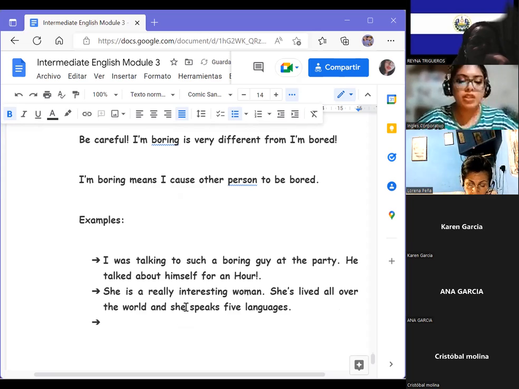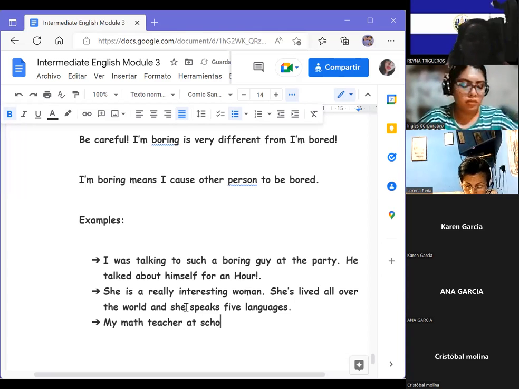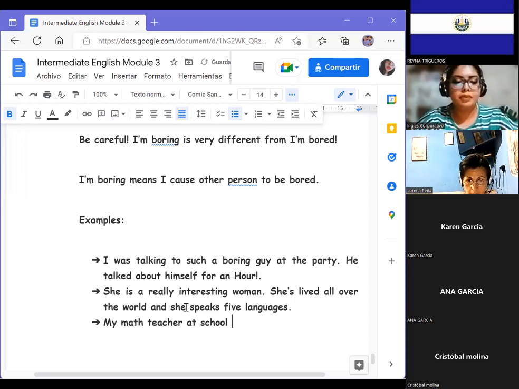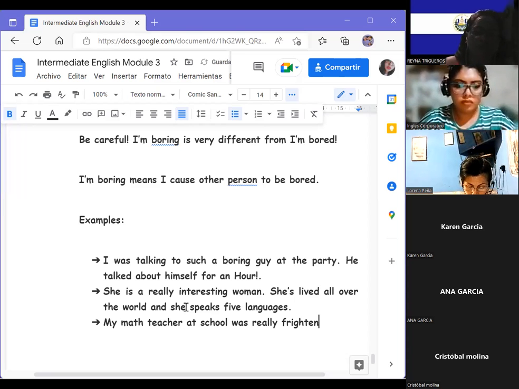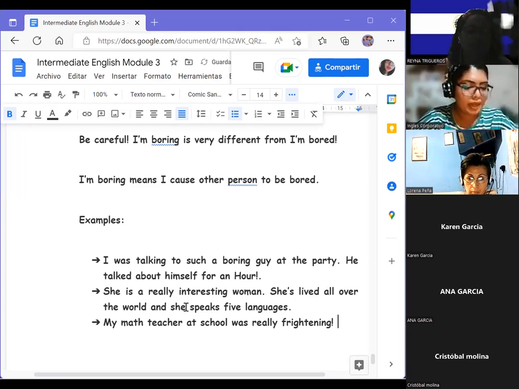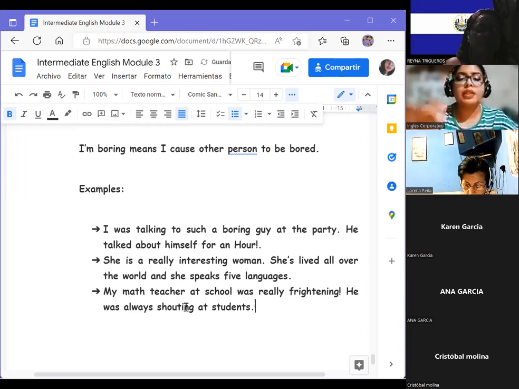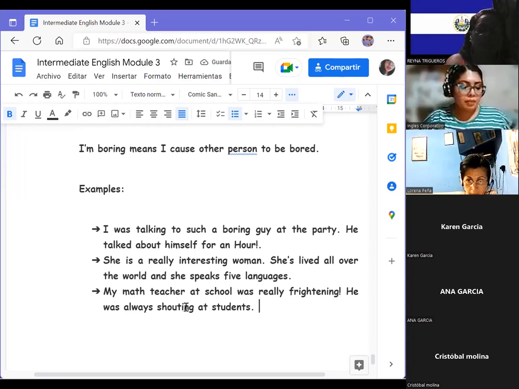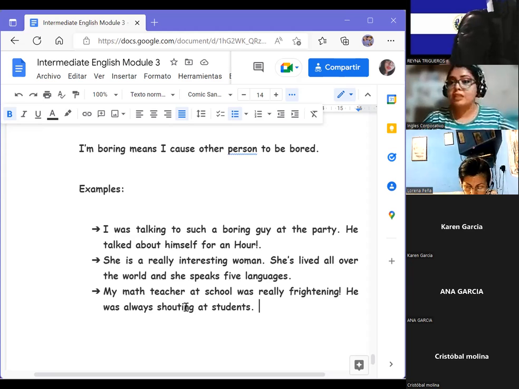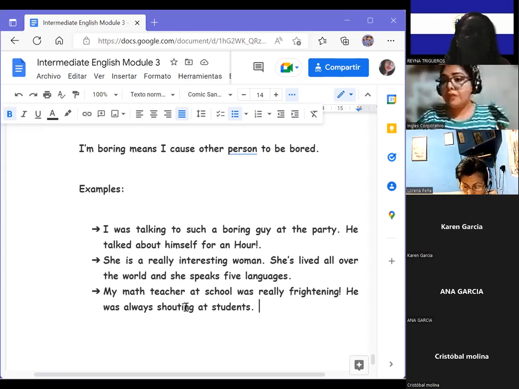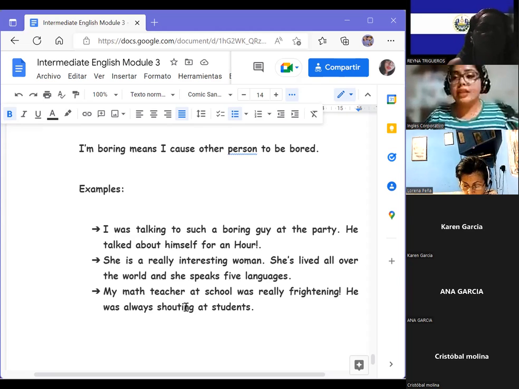And the next one, my math teacher at school was really frightening. He was always shouting at the students. So in that case, those people are making us feel something different. So in that case, they are creating a feeling. So in that case, we are going to use the ing form of the words to express the ideas that we have about those people.